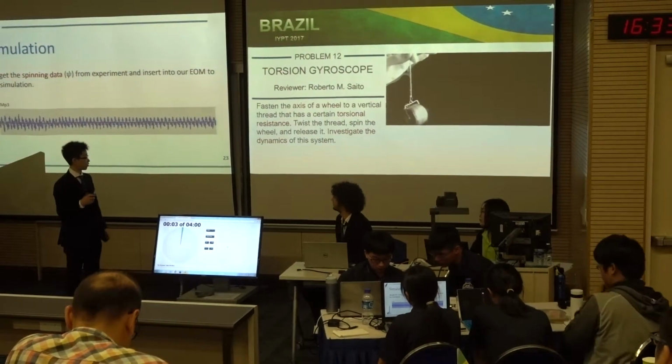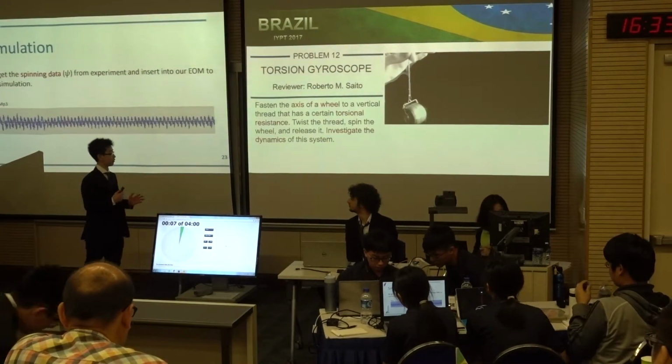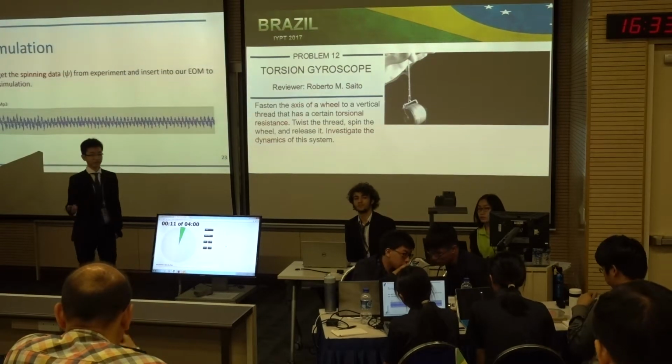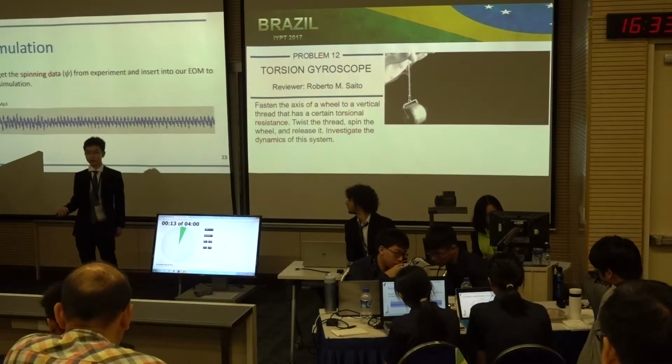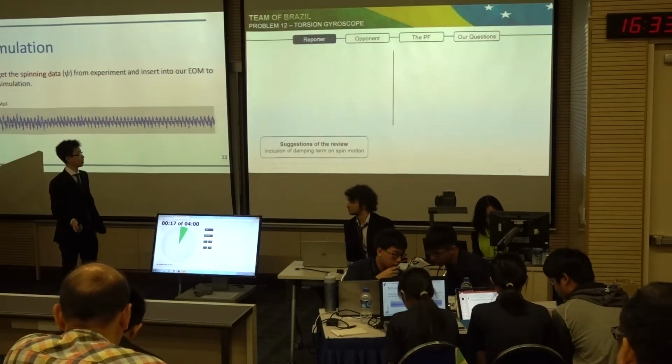Good afternoon. My name is Saito. I'm from Brazil, and I will present our review for problem 12, the torsion gyroscope. The problem asks us to investigate the dynamics of a system with a vertical thread that has a certain torsional resistance.